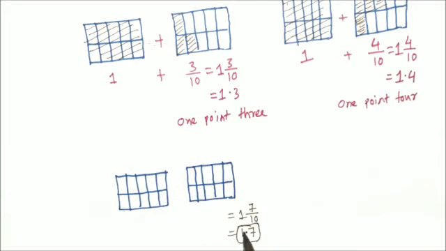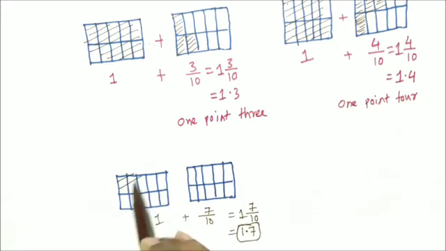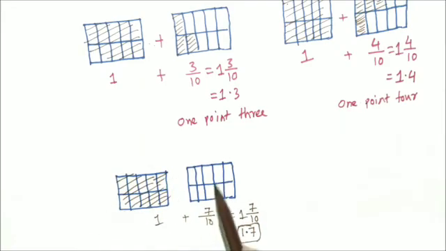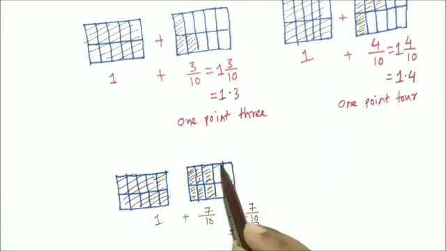So 1.7, since this is 1, and 0.7 means 7/10. So I know that this part will be 7 out of 10 and this part will be 1, correct? 1 plus 7/10, then only it will become 1.7. So the whole part will be colored, since it is 1, and out of this, in here 7 boxes will be colored. 1, 2, 3, 4, 5, 6, 7. Okay, so we have colored 1.7 of this figure.